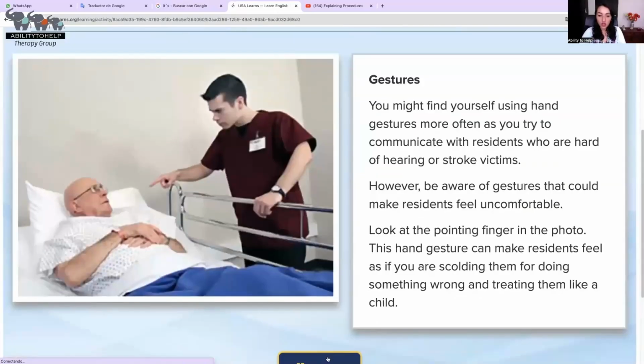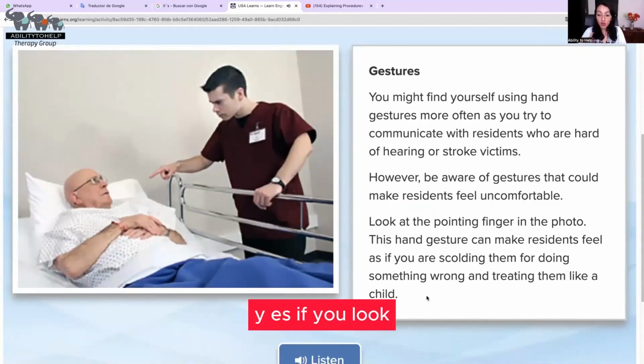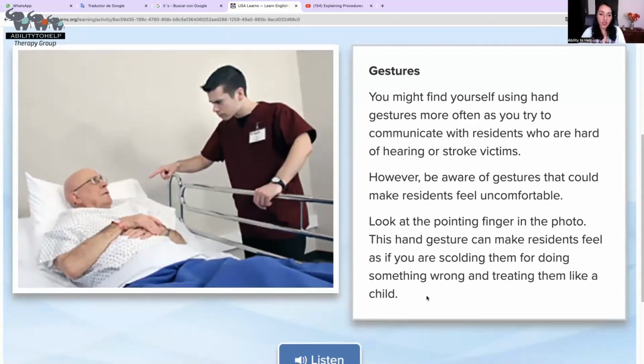Gestures. You might find yourself using hand gestures more often as you try to communicate with residents who are hard of hearing or stroke victims. However, be aware of gestures that could make residents feel uncomfortable. Look at the pointing finger in the photo. This hand gesture can make residents feel as if you are scolding them for doing something wrong and treating them like a child. Yes. If you look at his finger, it's like scolding.